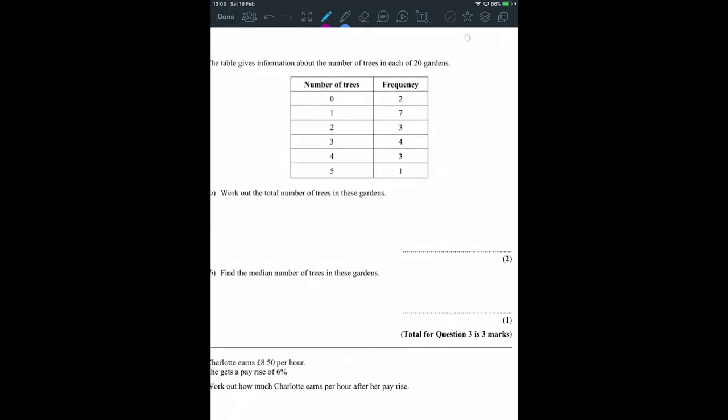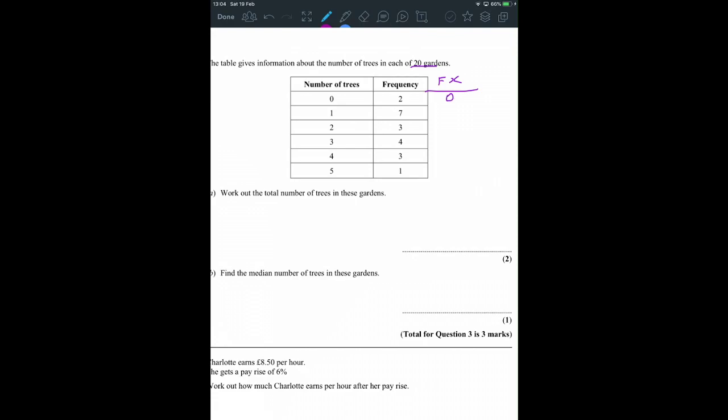Question 3. A table gives information about trees in 20 gardens. I'm going to keep track of that 20. Work out the total number of trees. It's a bit odd here, because normally it would ask you to calculate the mean. So this is actually asking you to work out halfway towards the mean. The total number of trees is the total of the fx column.